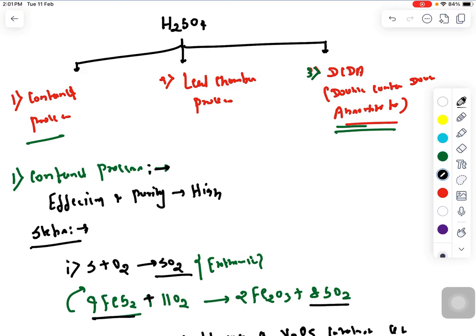The contact process was very important, and the DCDA process was an extended version of the contact process where double contact and double absorption happen. Due to this, the yield of H2SO4 is increased. The catalyst used in the contact process was earlier Pt, but the quantity of Pt required per ton of production was very high compared to V2O5. So right now V2O5 is used as a catalyst.